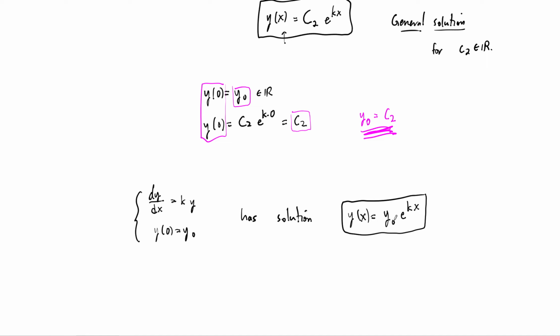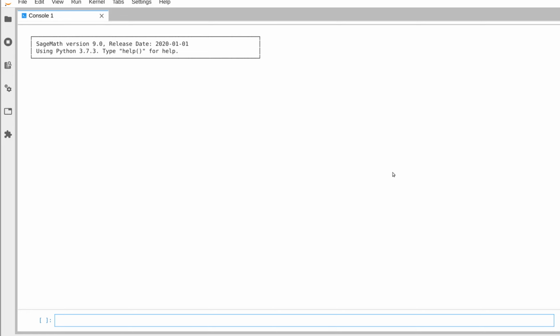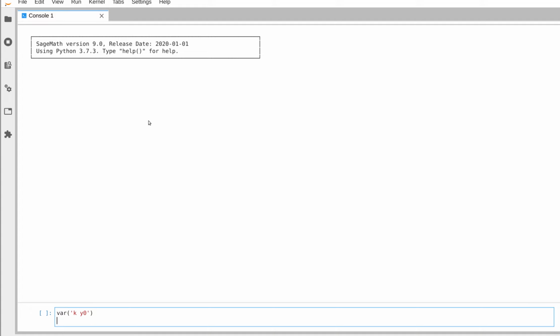Now, I want to take a moment to plot some curves where either y naught varies or k varies. So let's take a look at this. This right here is Sage Math. This is a mathematical programming language you can ask me about if you want. But I'm going to type in some things here. So first of all, what do we want? We need to define our variables. So we have k and we have y0. These are our variables.